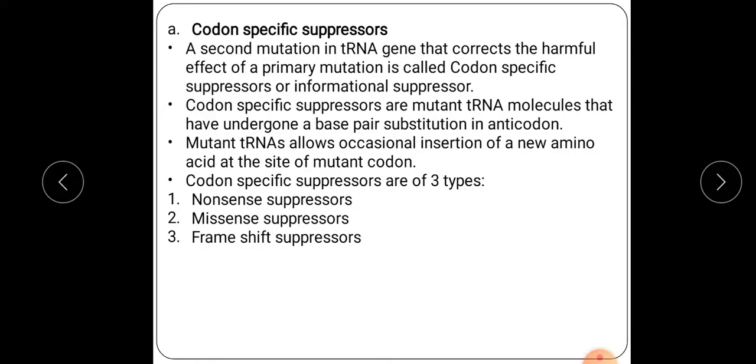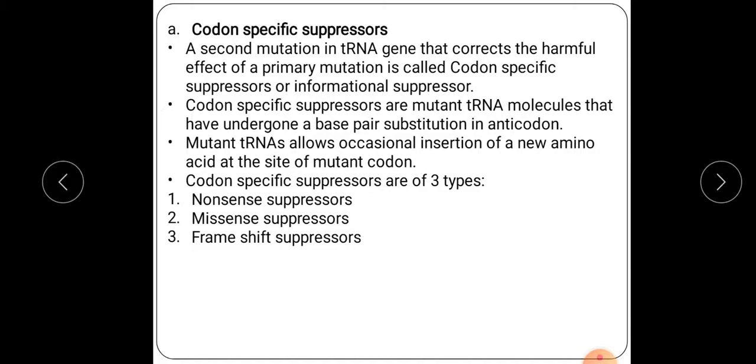Okay, first we will see the codon specific suppressor. Codon specific suppressor means what? A second mutation in a tRNA gene that corrects the harmful effect of the primary mutation. What? The first mutation occurs in the tRNA, and the second mutation occurs again in a tRNA gene, a different gene of tRNA, that will correct the harmful effect, and that is known as the codon specific suppressor.